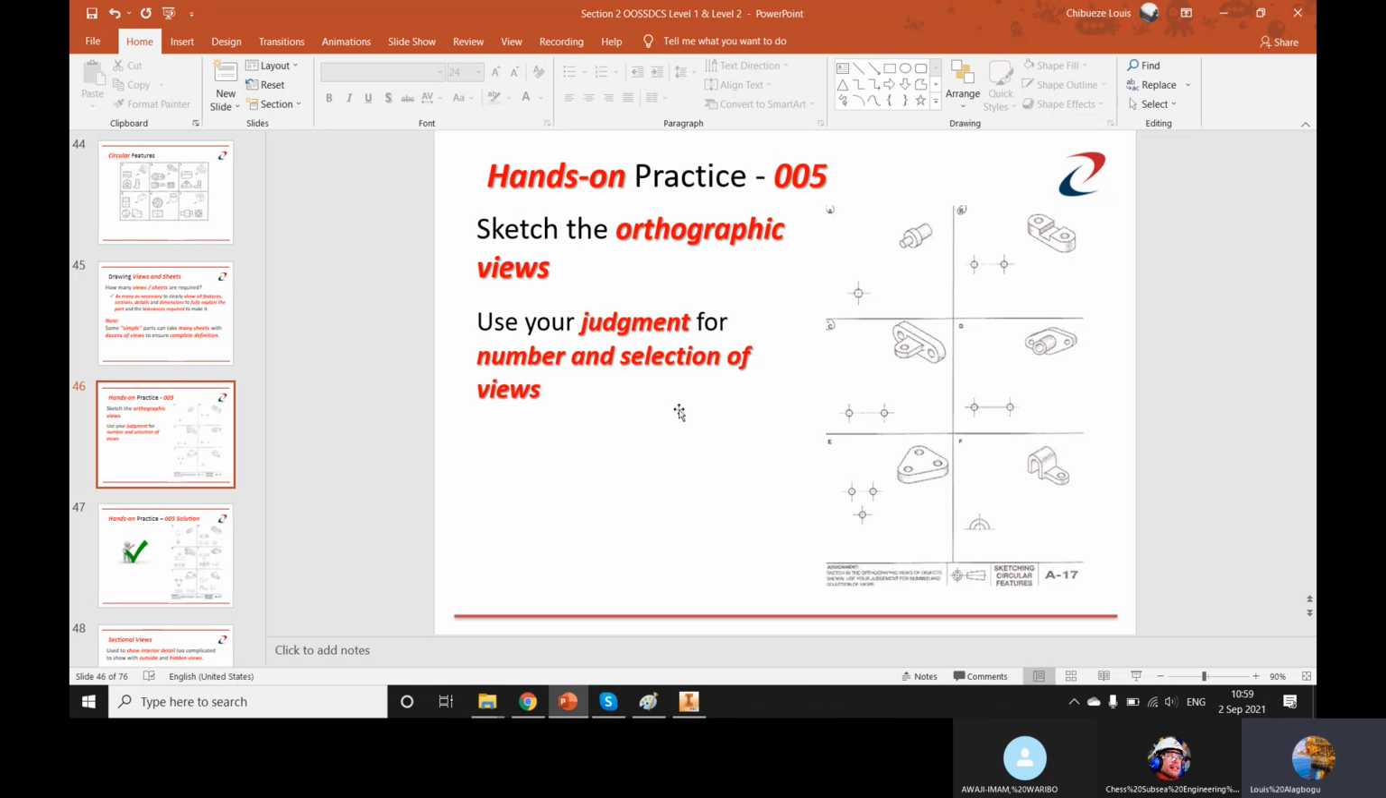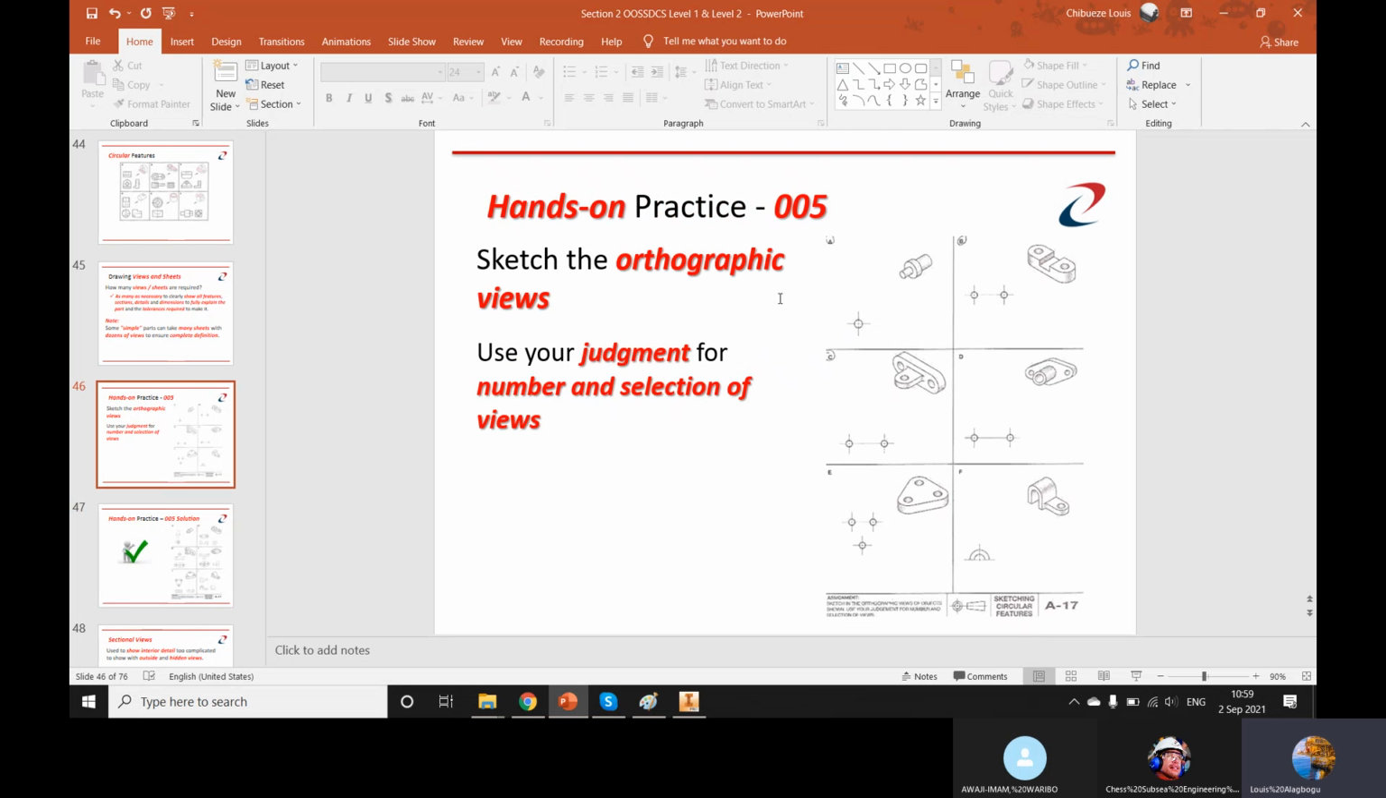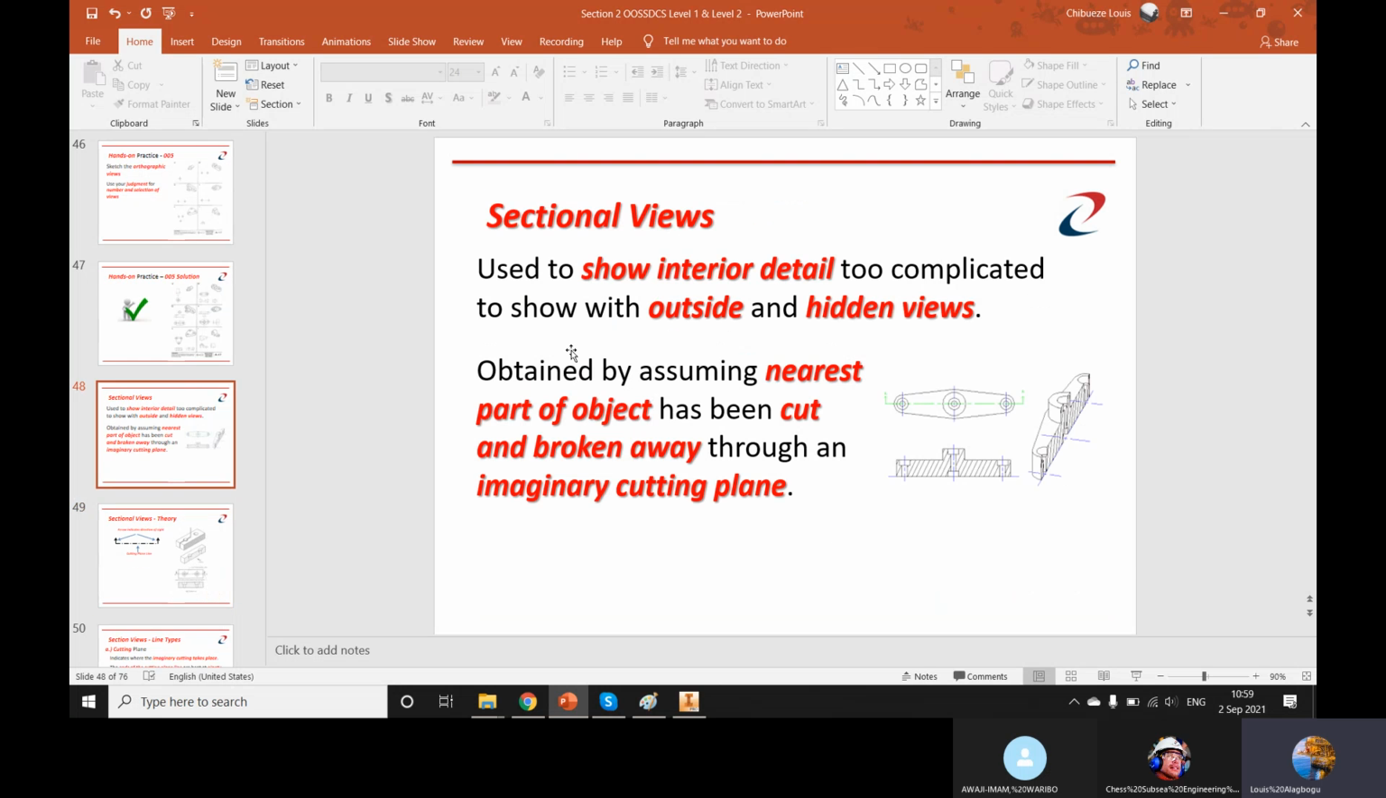So now, you do this as an assignment. You submit this. I don't know if you have this document now. Yes, I have it. All right. So I'm not going to talk about this here. Then section views.